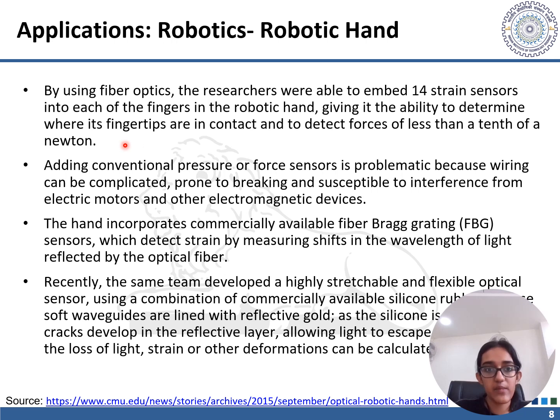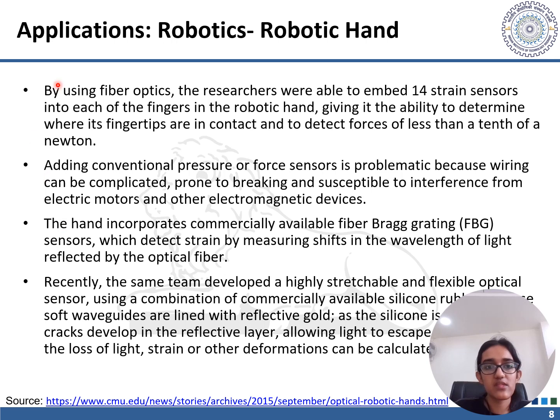So using fiber optics to create so many sensors was able to increase its sensitivity. Now, adding conventional pressure or force sensors here is problematic because wiring can be complicated, prone to breaking, and susceptible to interference from electric motors and other electromagnetic devices. Now, the robotic hand that was developed here incorporates commercially available fiber Bragg grating sensors, which detect strain by measuring shifts in the wavelength of light reflected by the optical fiber.